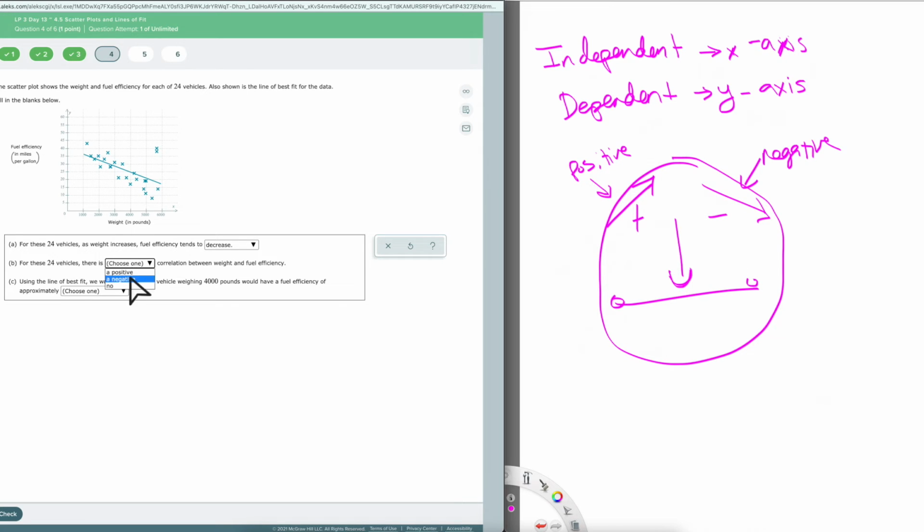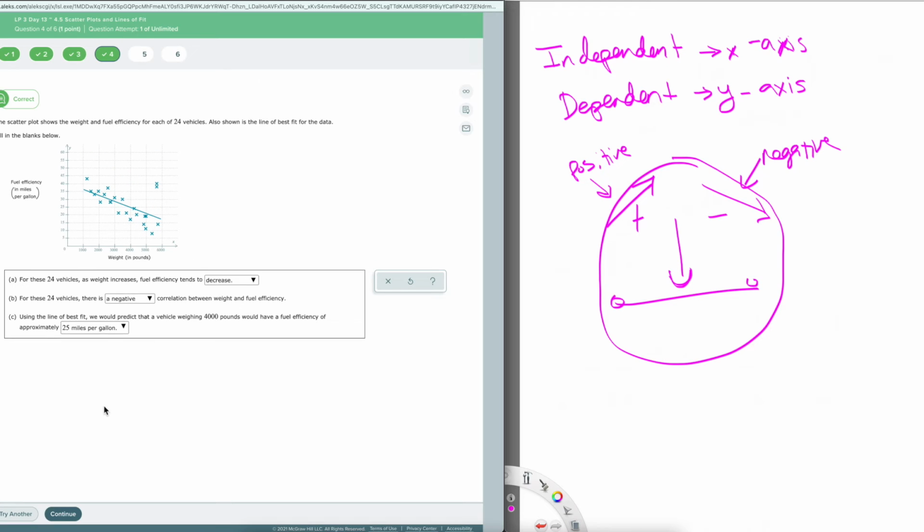Using the line of best fit, we would predict that a vehicle weighing 4,000 pounds would have a fuel efficiency of approximately... So if I'm looking at the line of best fit, if I go to 4,000 pounds and I go up here, I can see that this crosses pretty much right over 25. So I'm using the line of best fit, not the points, the actual line here. So I'm going to go down here and say, okay, 25. That seems to be the closest to me as far as where the line lands. Go and click check. So it's a prediction as far as that goes.